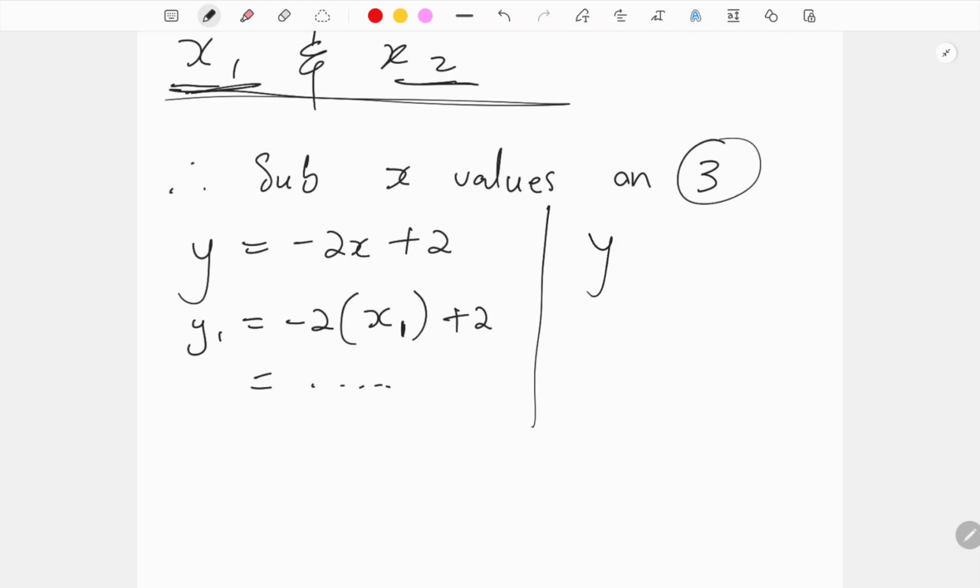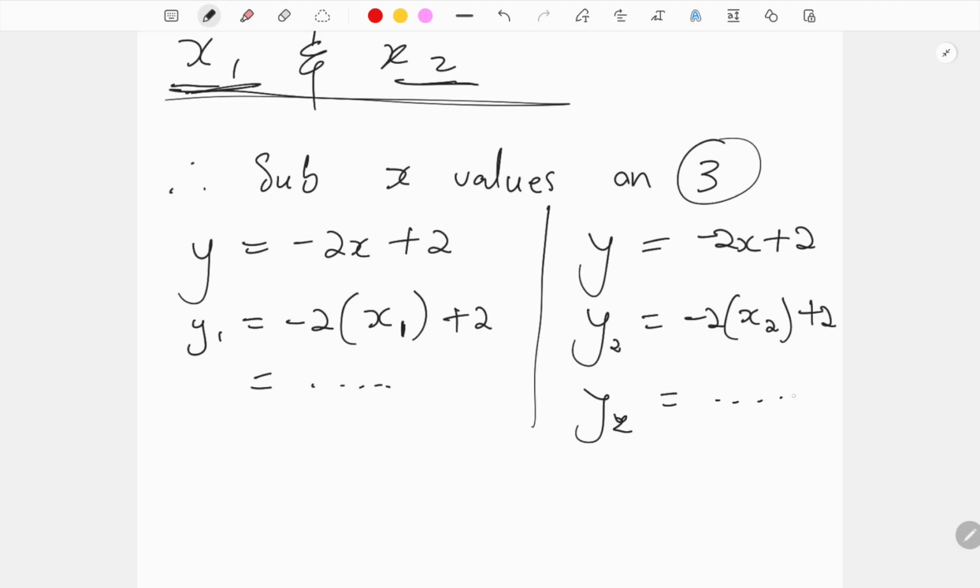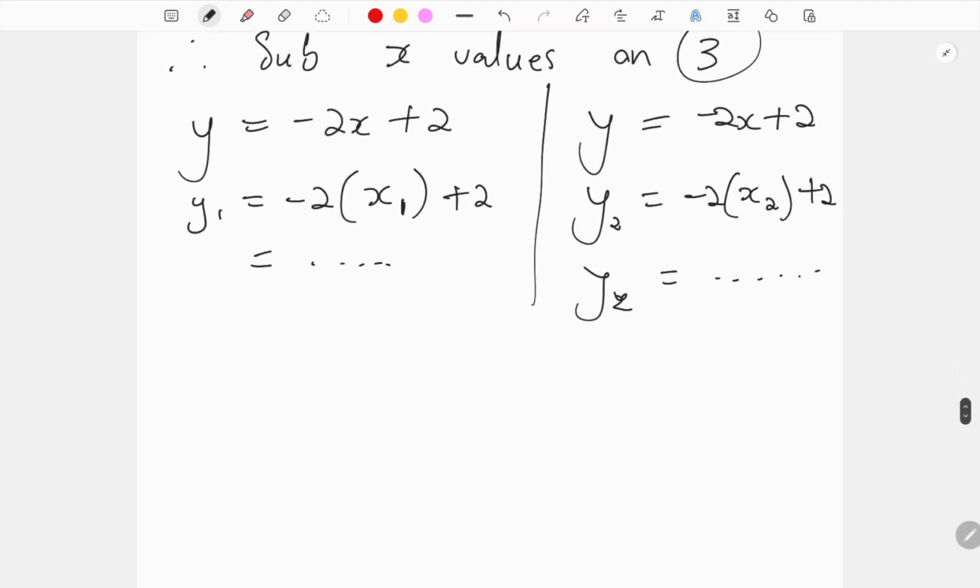Also on the side, y equals minus 2x plus 2, and then let's call it y2, because we are going to substitute whatever value we got for x2 on this, and then you will have the specific number for it. And that's all for solving simultaneous equations.